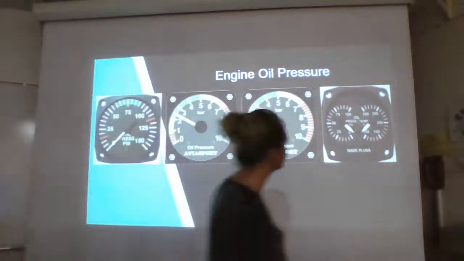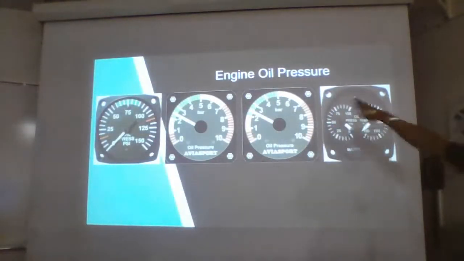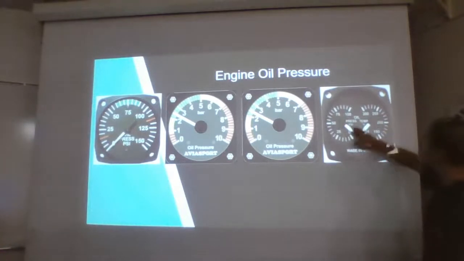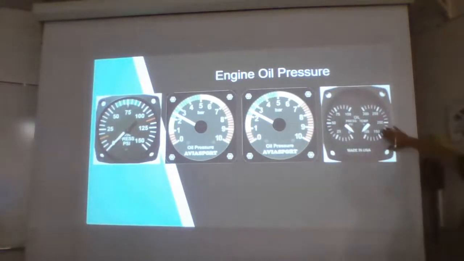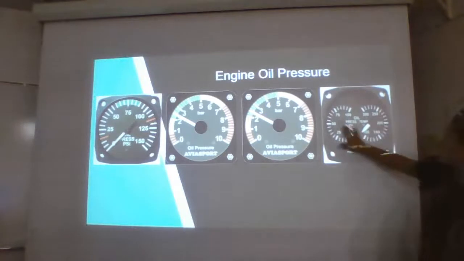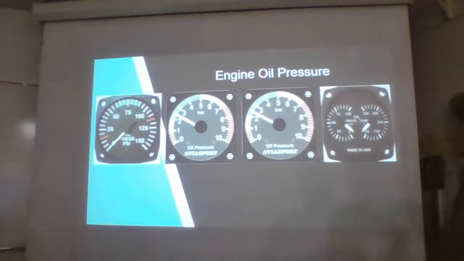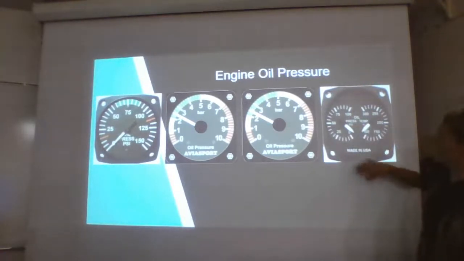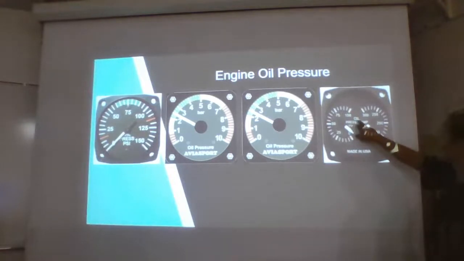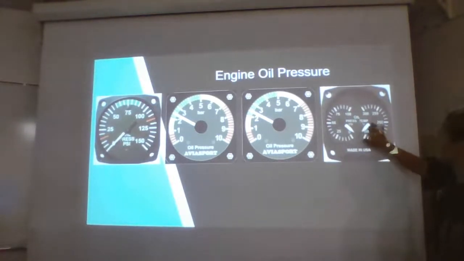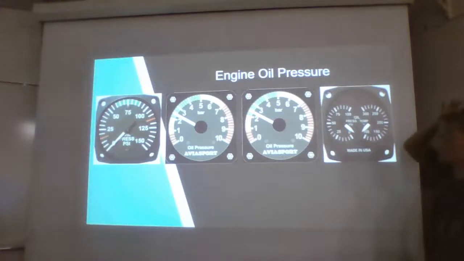And then we also have this version over here where it is also a dual gauge. This version has the temperature on the right and the pressure on the left, both reading for oil. So gauges like this that are a dual gauge, you're always going to see what it's measuring somewhere. So it has this label oil, and then it's going to say pressure or temperature. They also do that for fuel. They can do pressure and quantity. They can do dual instruments like that.